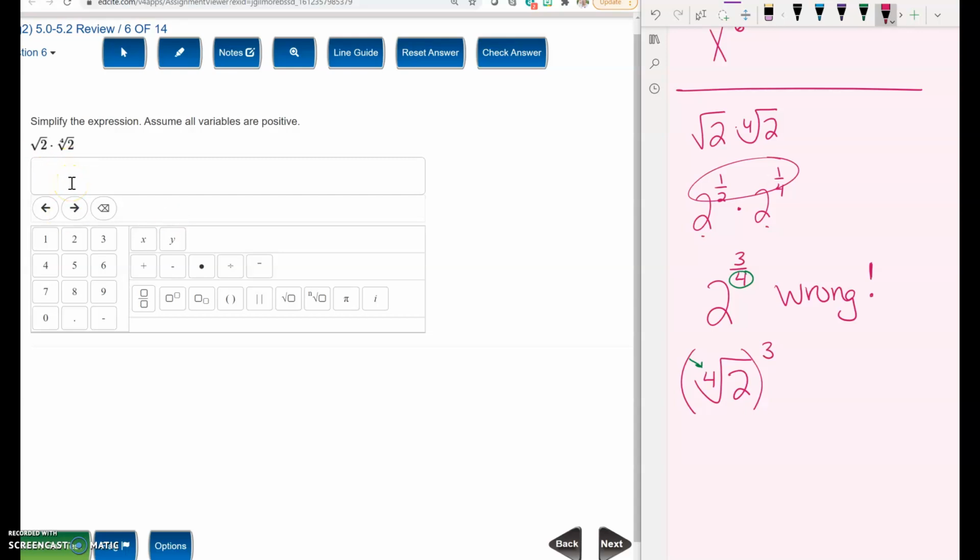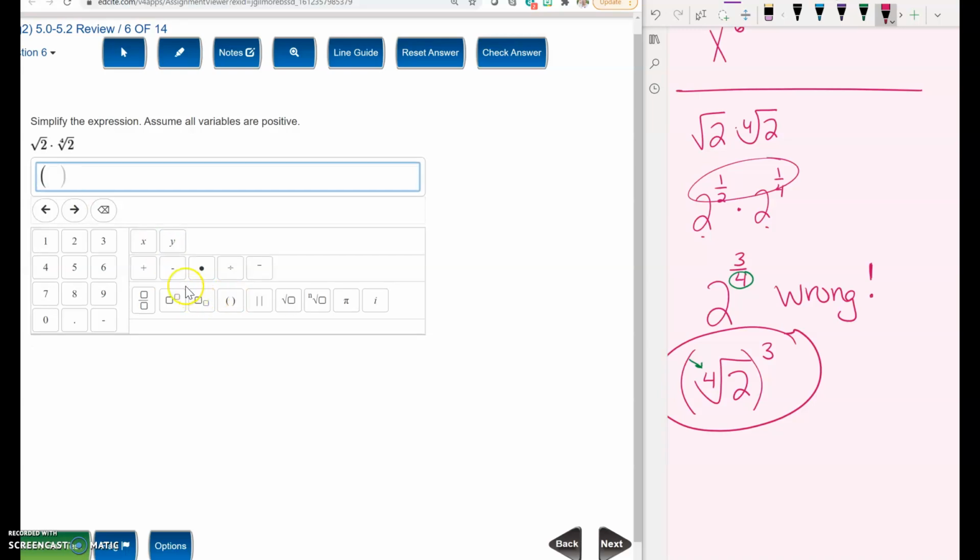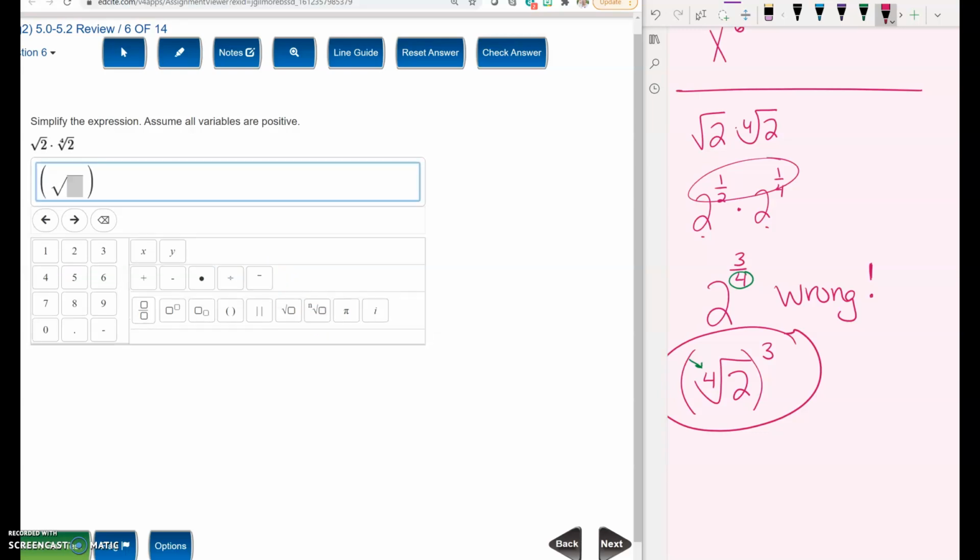To do this in here, it's nice to put this on your paper and then try to put it into the computer. If you just try to put this straight into the computer, it can be a little bit confusing. So I want parentheses. In there, I want the fourth root. I want this nth root thing. And then we type in 4 there. We want the fourth root of 2. And then outside of the parentheses, we raise this to the third. So this is the fourth root of 2 raised to the third.